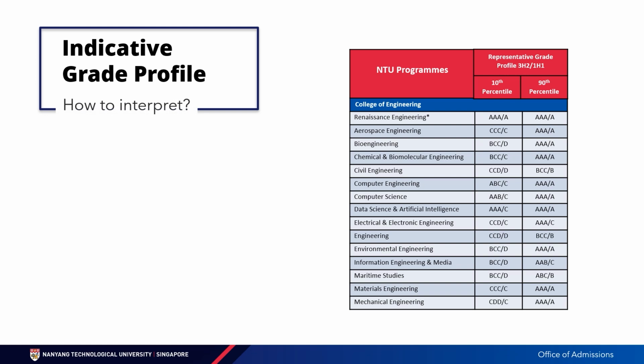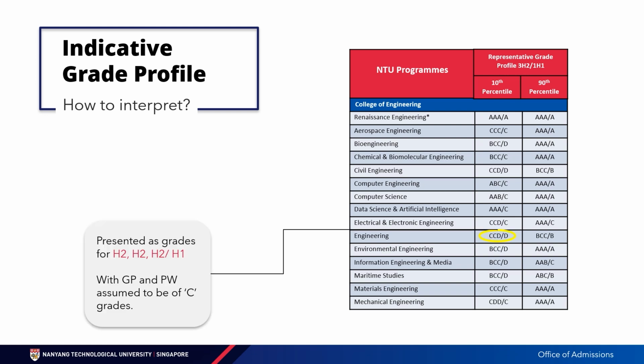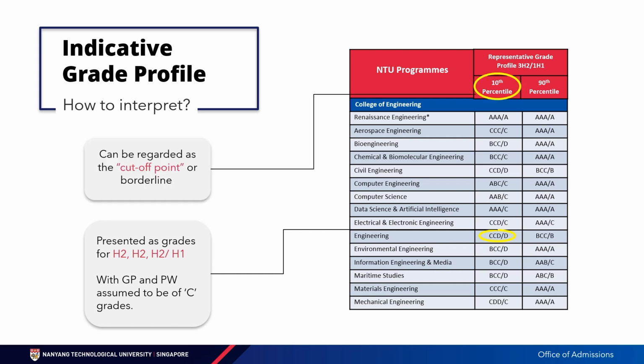The grade profiles refer to the grades scored by A-level applicants in their 3 H2 and 1 H1 subjects. For the purpose of this exercise, grade C is assumed for both general paper, GP, and project work, PW, in determining the grade profiles. Please note that certain programs may require grades higher than C for GP. For simplicity, one might want to regard the 10th percentile as the cut-off point. So if your grade profile is just below the 10th percentile, you might still stand a chance.